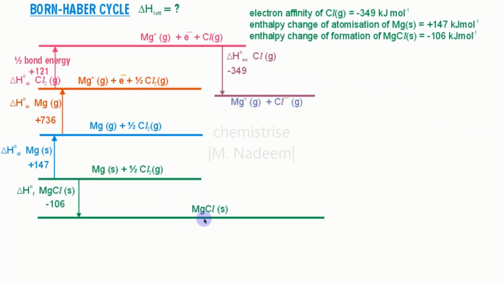Now the last enthalpy is this one, that is the conversion of magnesium gaseous positive and negative ions into the Mg solid, and this is known as the lattice energy. So the lattice energy of MgCl is this one.